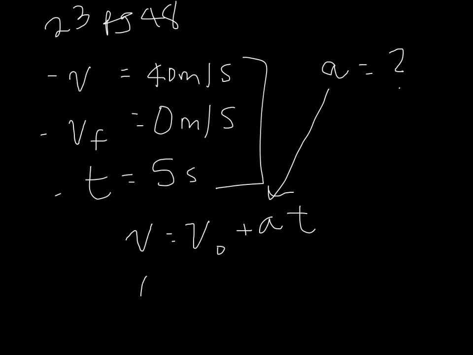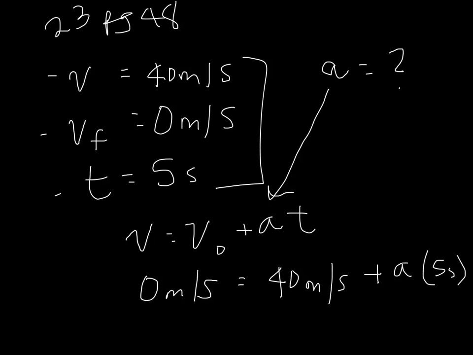Given that, it comes to rest, so its final velocity is 0. It starts off at 40 meters per second, and I have a time of 5 seconds. So if I rearrange and solve for a, I get acceleration is equal to negative 8 meters per second squared.